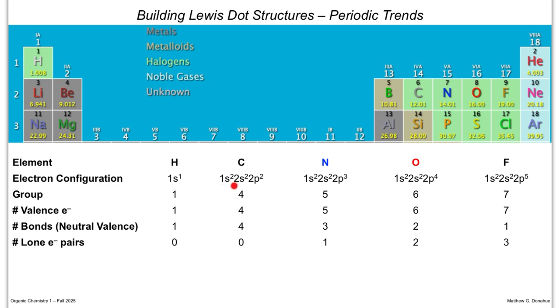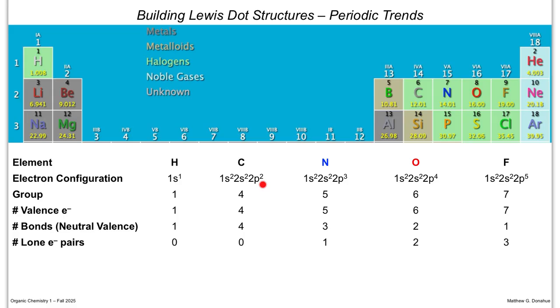Then we get into the second period. So this is period 2, the s orbital. What shape is an s orbital? A sphere. 2s2, it's filled.